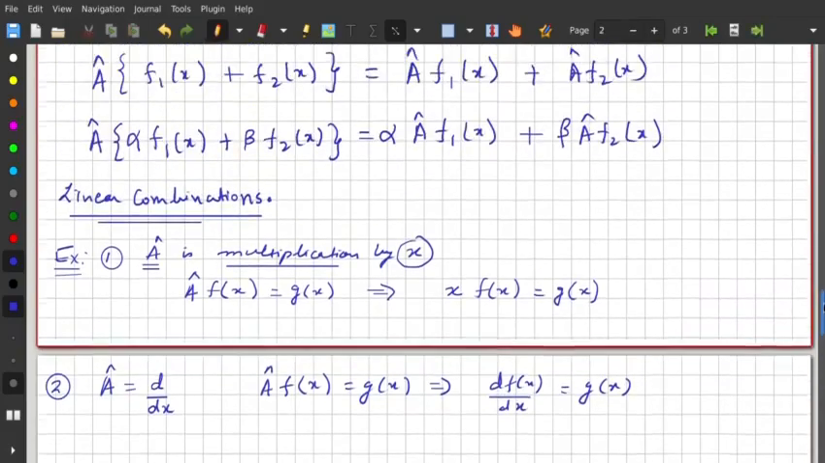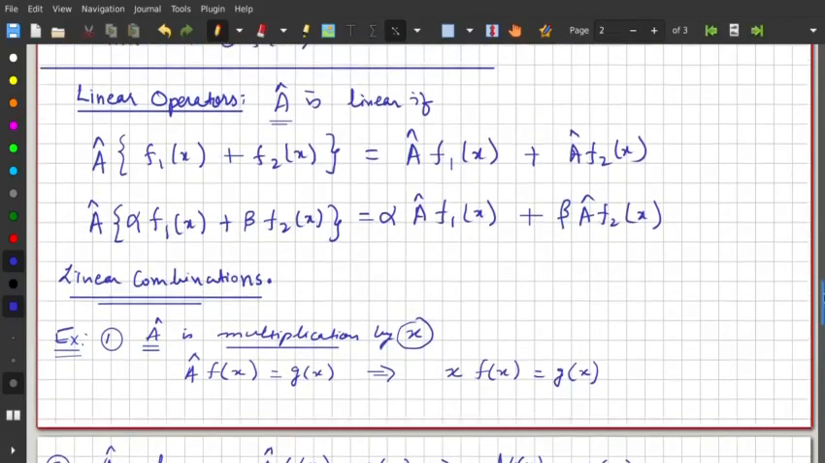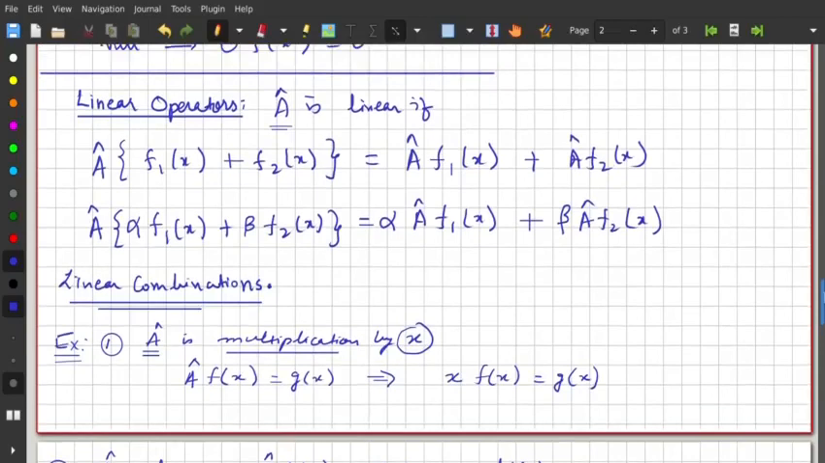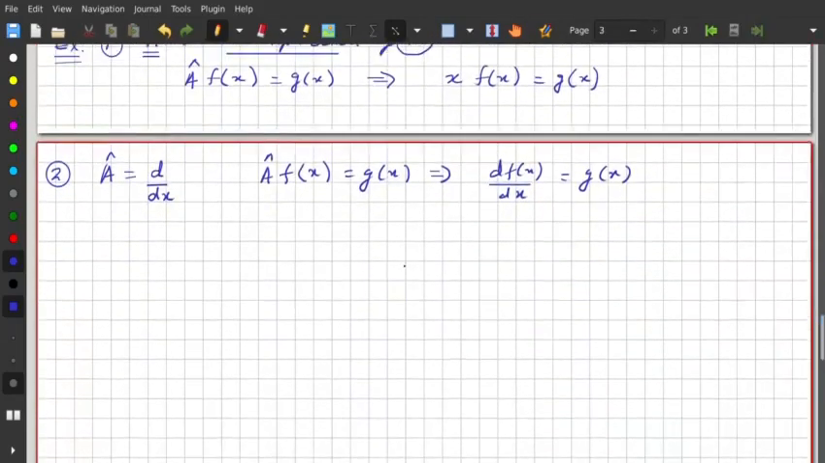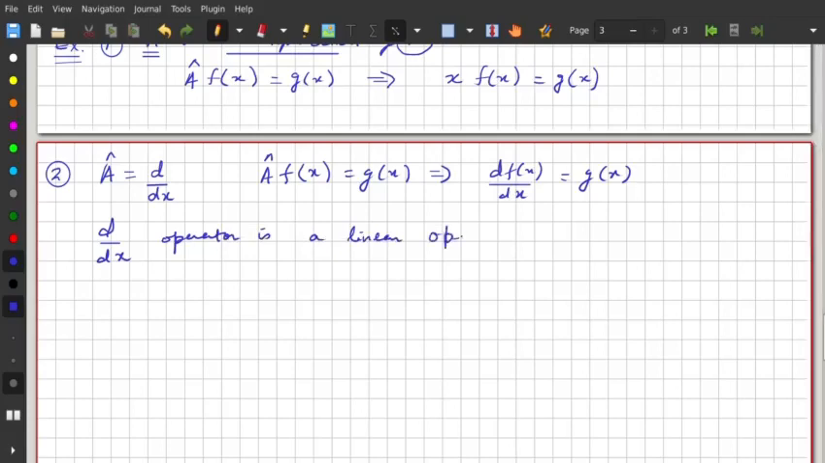So we have seen what characterizes a linear operator. So you see, an operator is linear if it satisfies the following rule. Okay, and remember, for example, we have seen that the derivative operator, the d/dx operator, is a linear operator. Why? Because it exactly satisfies that rule.